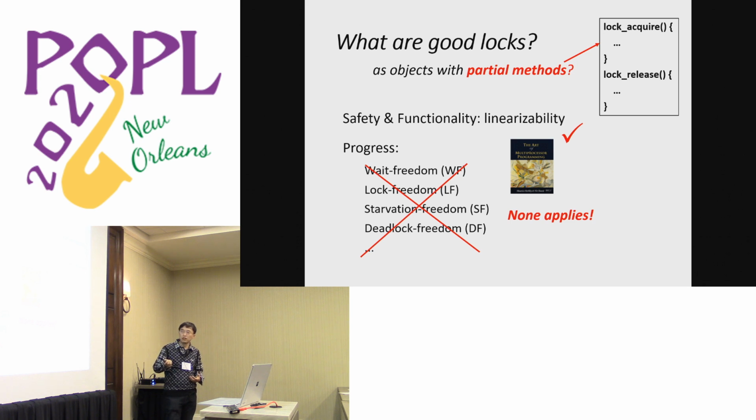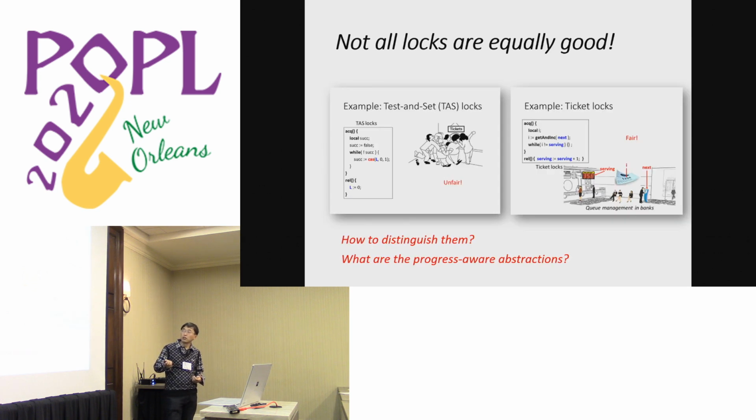And so we have to further extend these properties to describe objects with partial methods. For instance, one of the problems we have to address is that we have different locks: one is the ticket lock, the other is the test and set lock.